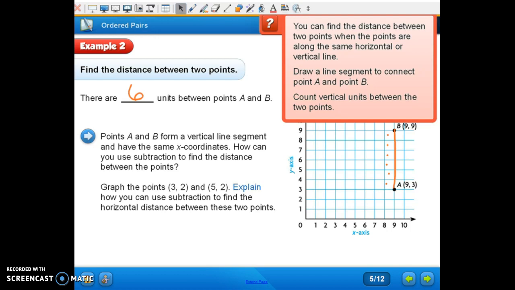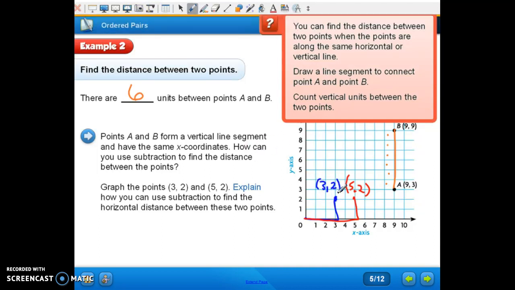Okay, now we're going to go down and it says graph points (3, 2) and (5, 2). And we're going to discuss how we can use subtraction. So we're going to go over 3 and up 2. And then we're going to go over 5 and up 2. And that is (5, 2). And this one was (3, 2).